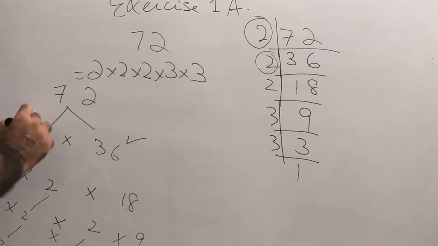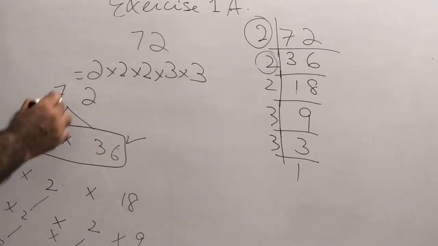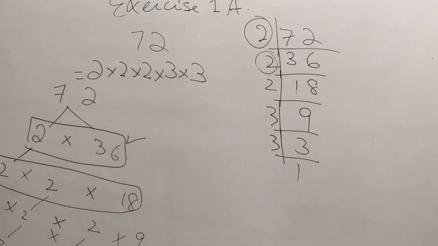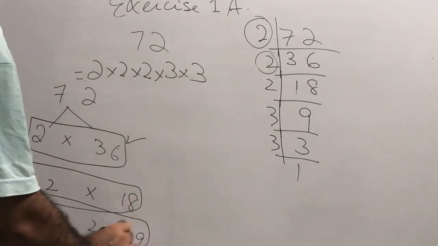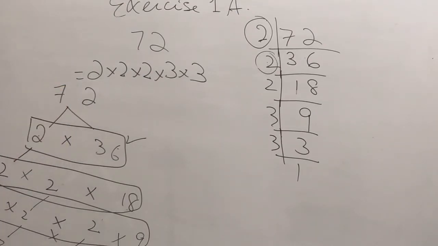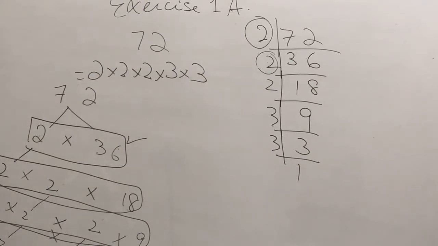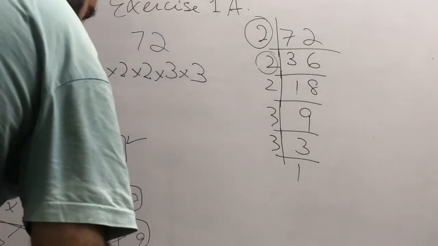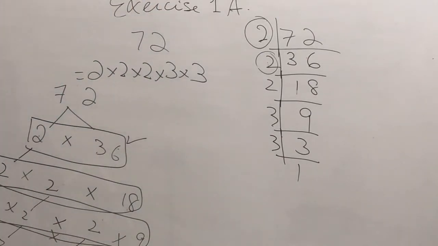So if we multiply these two, we get 72. If we multiply these 3, we get 72. If we multiply these 4, we get 72. If we multiply these 5, we get the 72. So this is called the index notation. This was question number 2, part 1.